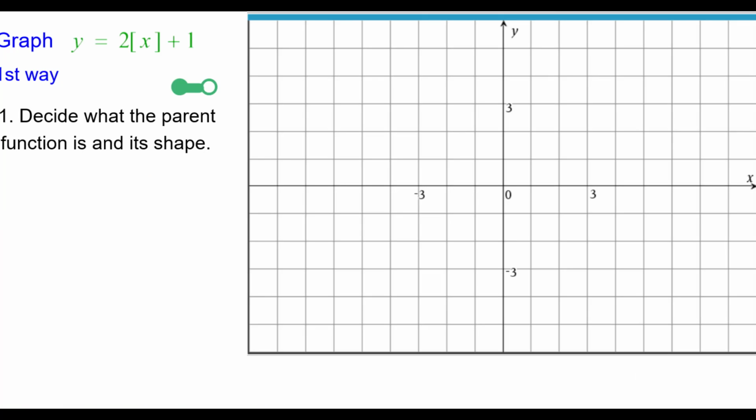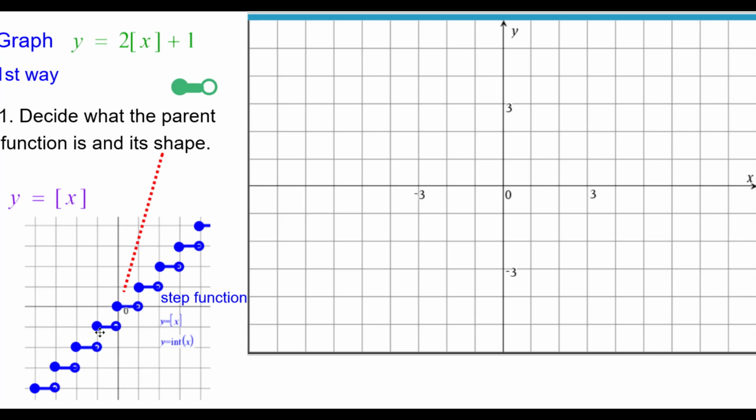First thing we need to do is decide what the parent function is and its shape. This is y equals the greatest integer of x, and its shape is sometimes referred to as the step function. Y equals greatest brackets around x, or y equals int of x. Notice that the steps have a closed circle on the left end and an open circle on the right end.